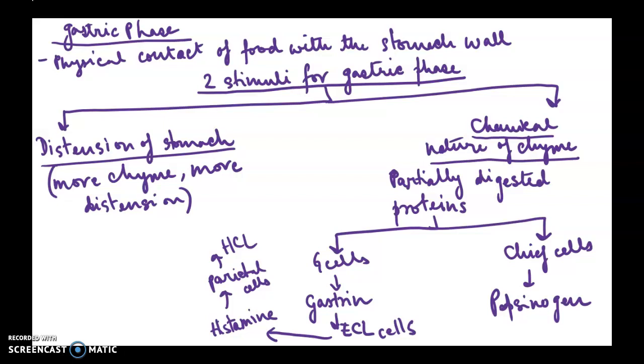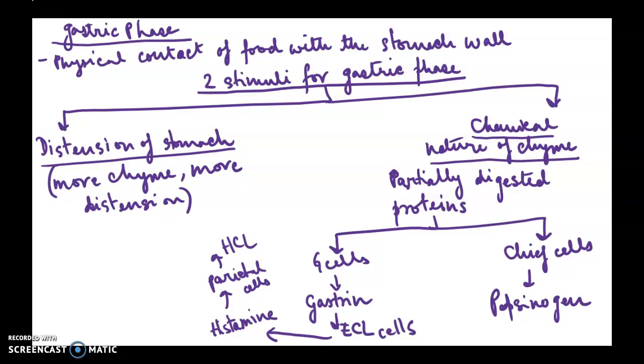The second stimulus is actually the chemical nature of the chyme. So what is there in the chyme? If there are more partially digested proteins, that can activate G cells of the stomach to release more gastrin, which then triggers the ECL cells to release more histamine, which then works on the parietal cells to produce hydrochloric acid. The partially digested proteins can also work on the chief cells of the stomach to produce pepsinogen.